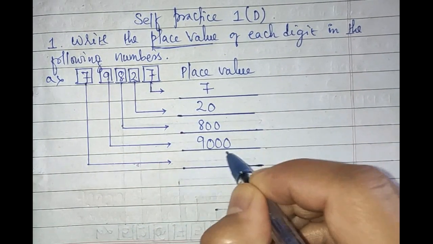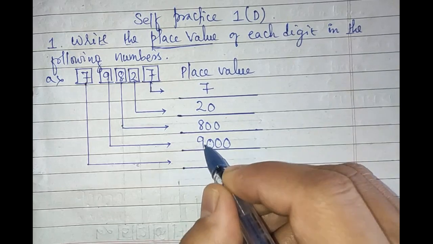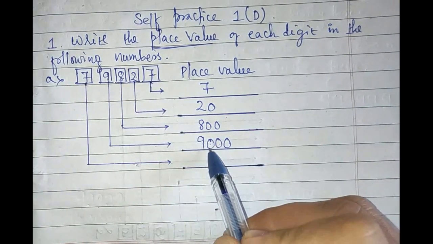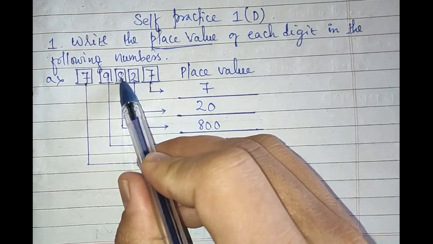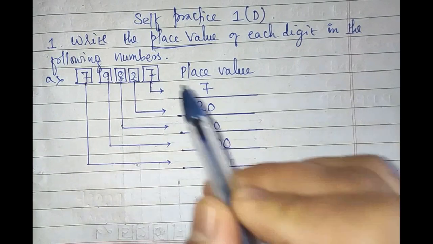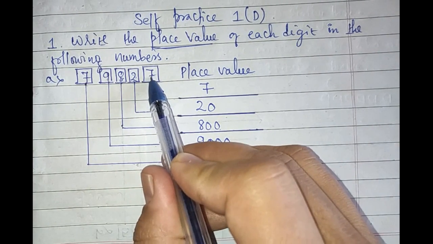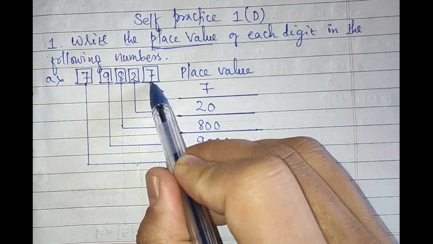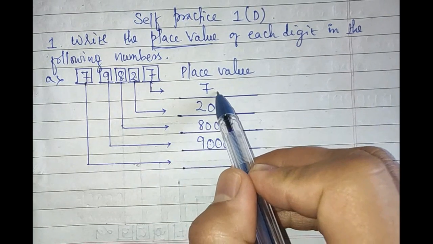How many zeros should be there? 1's, 10's, 100's, 1000's, no? After 9, how many digits are there? Remember this? 1, 2, 3 digits, that's why 000. After 8, how many digits are there? 2 digits, so 00. Similarly, after 2, how many digits are there? 1, so that's why 0. After 7, how many digits are there? 0, that's why no 0.